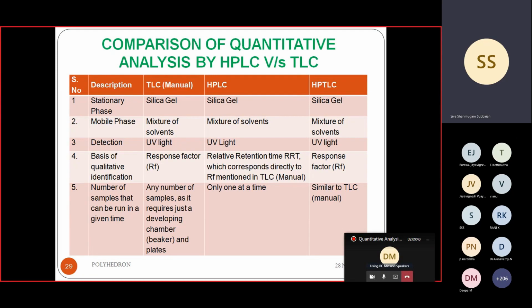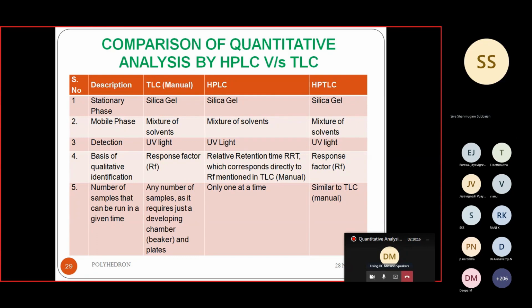Now the next question is the number of samples that can be run in a given time. We can run any number of samples on a single plate if the sample is the same. That is, if it is turmeric, and you have 5 different batches, 5 different lots, all those samples can be applied on a single plate, with only one working standard spotted adjacent to them, and we can declare the results after developing the plate, which is not at all possible in HPLC.